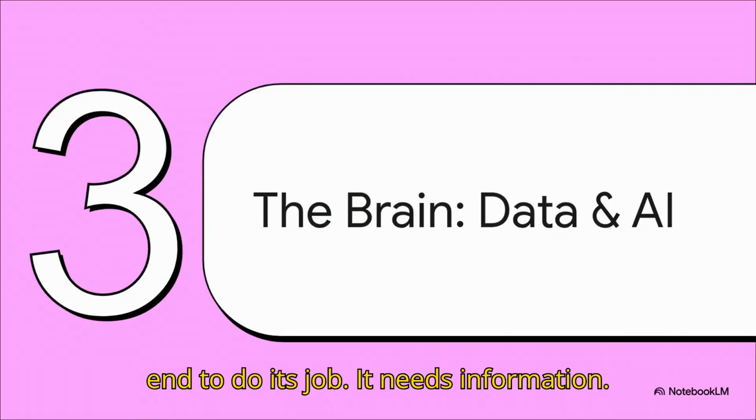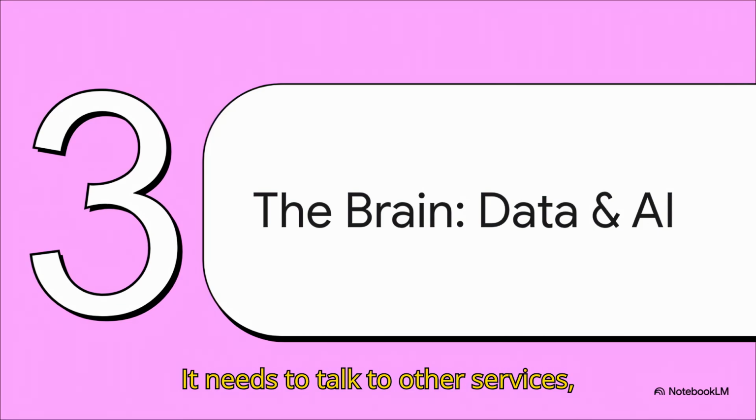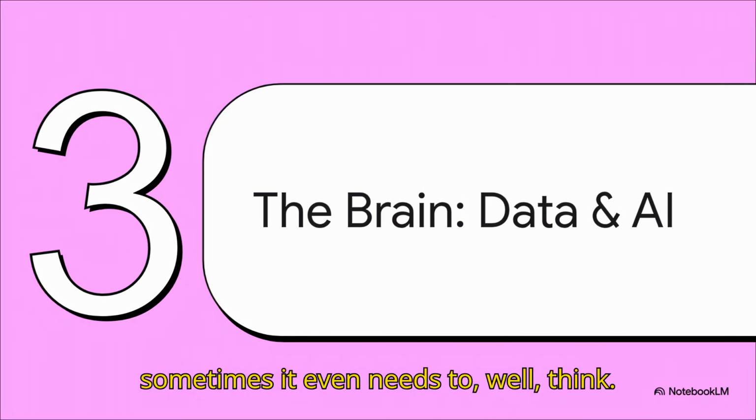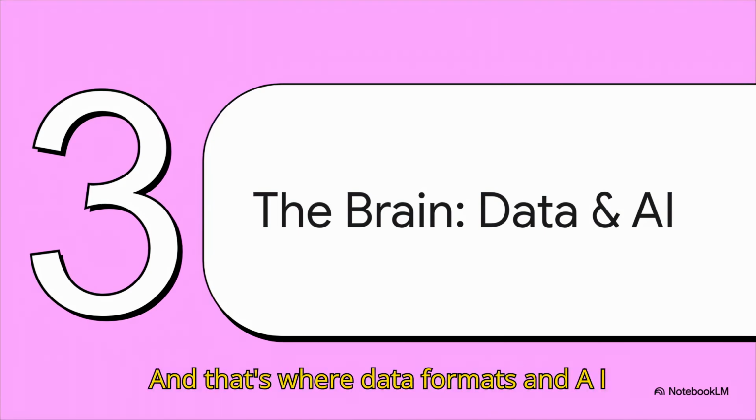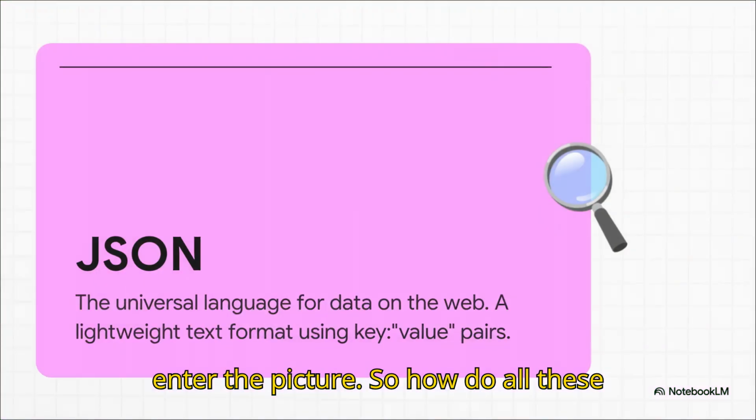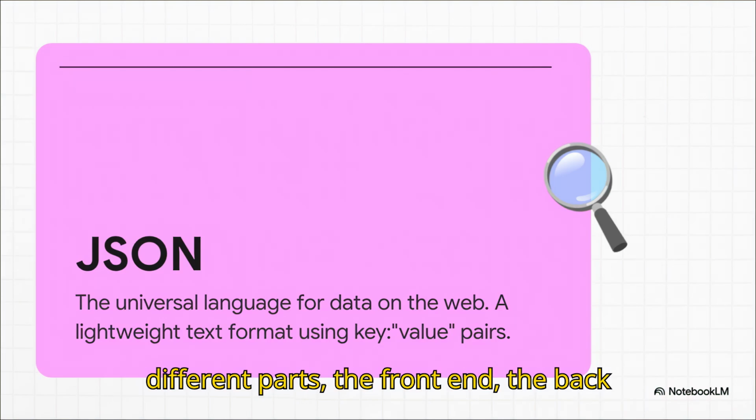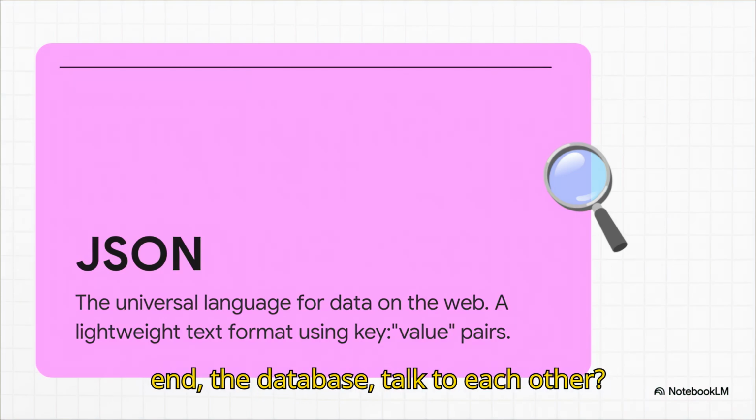But for that backend to do its job, it needs information. It needs to talk to other services, access huge amounts of data, and sometimes it even needs to, well, think. And that's where data formats and AI enter the picture. So how do all these different parts, the front end, the back end, the database, talk to each other?